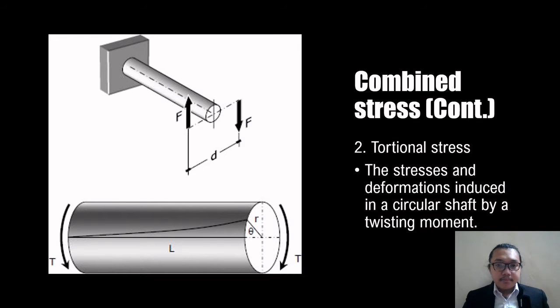Next. Another example of combined stress is torsional stress. The stresses and deformations induced in a circular shaft by a twisting moment.